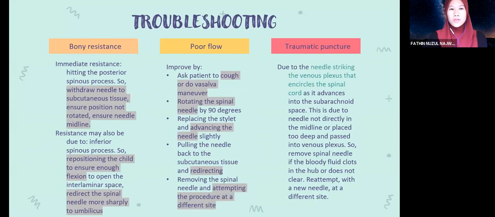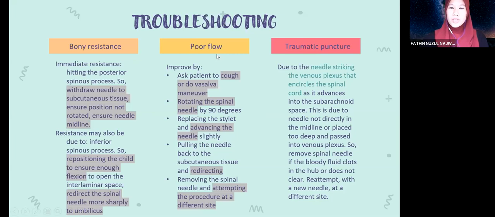Okay, now troubleshooting. So during the procedure, we may encounter some difficulties such as bony resistance. Now, these are the methods on how to navigate our way through the resistance.